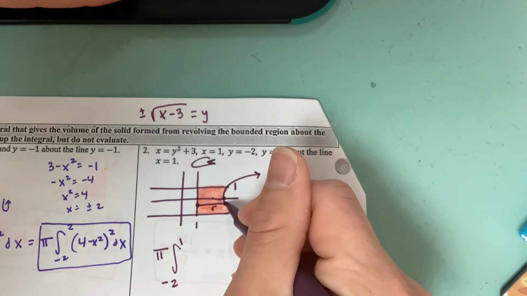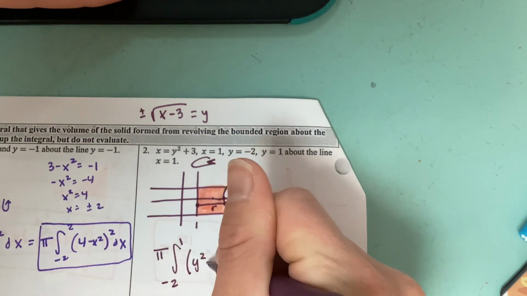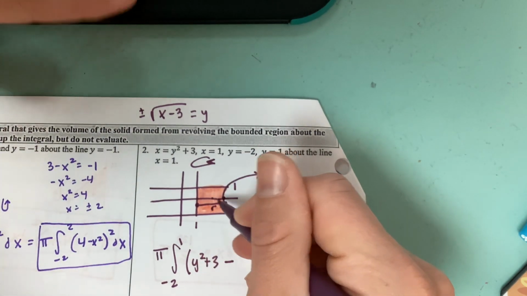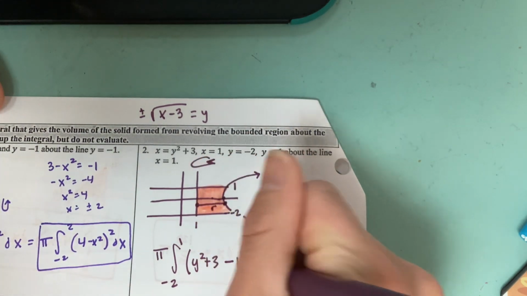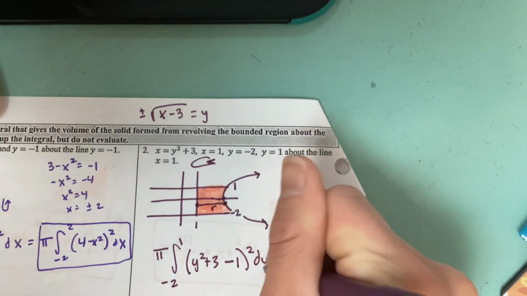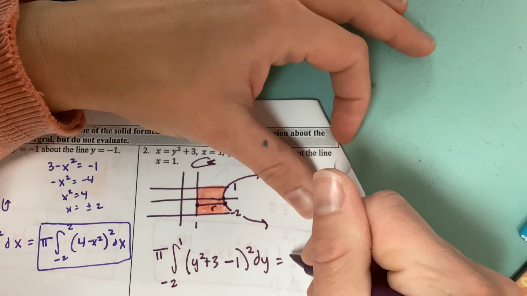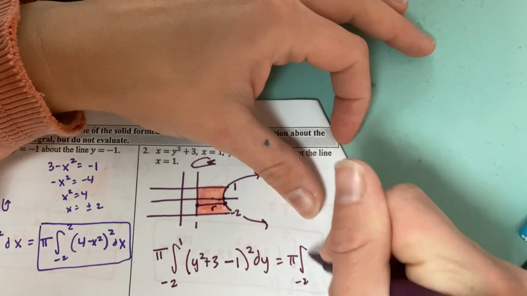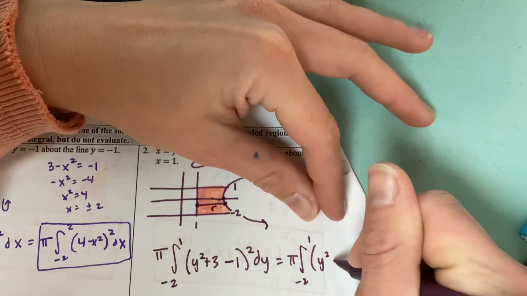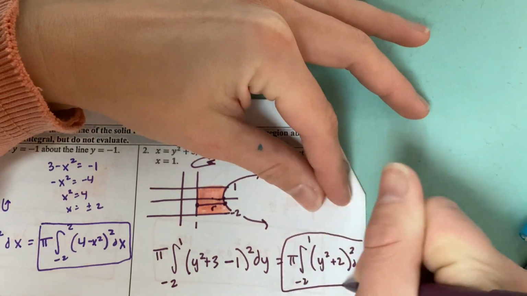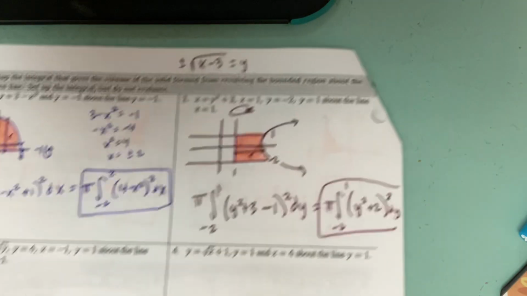And then the right radius is y squared plus 3. Or not the right function. The right function is y squared plus 3. The left function is going to be just 1 squared dy. And you could combine those if you wanted to make that a 2. You don't have to, though, especially if it's for response. But if it was multiple choice, they'd probably have it combined.